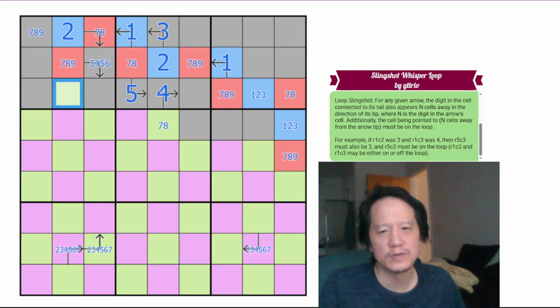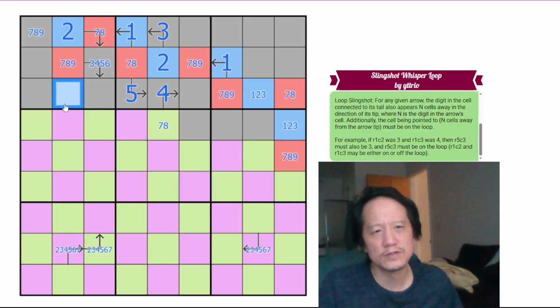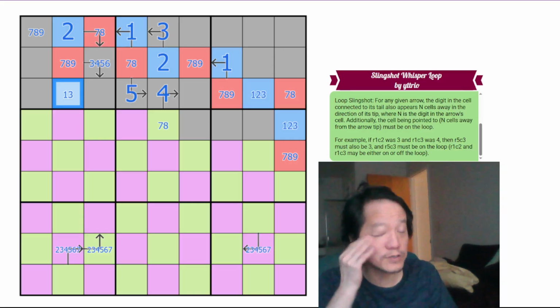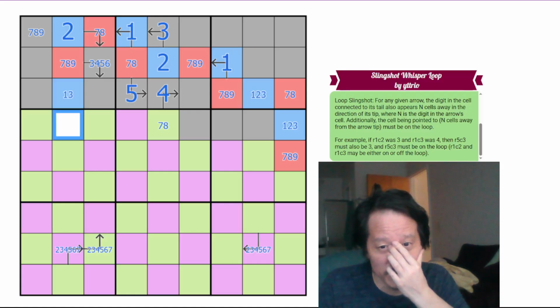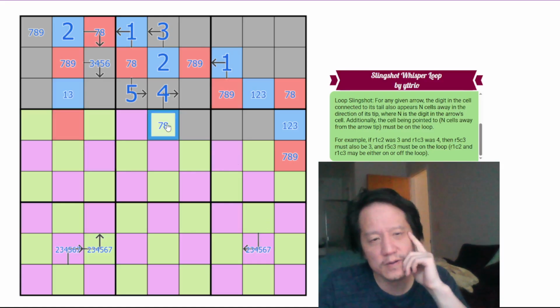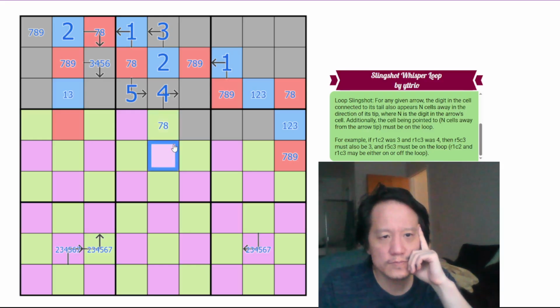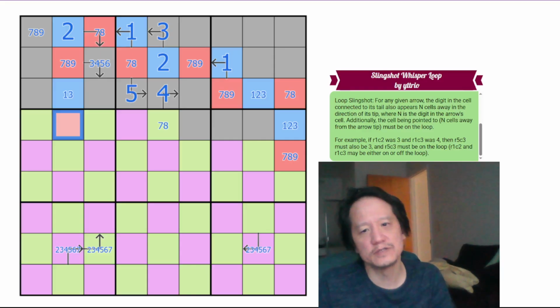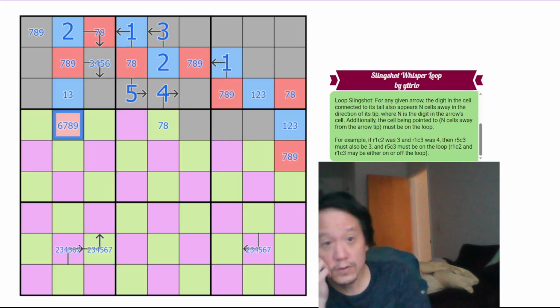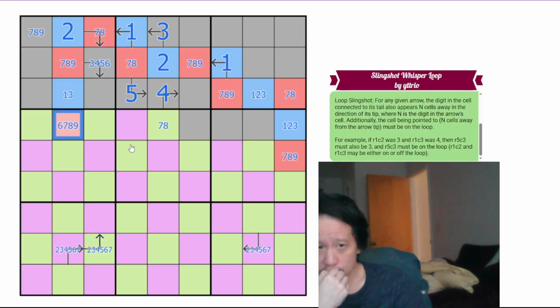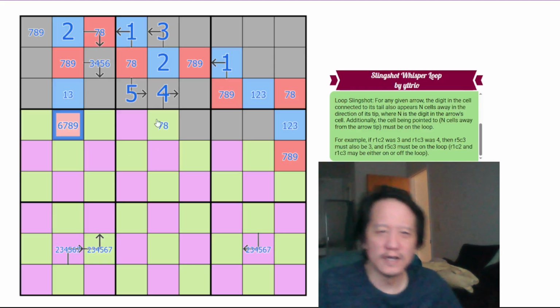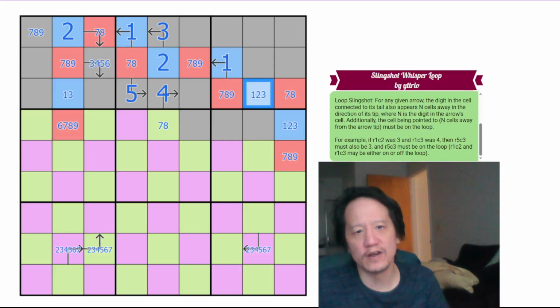So it has to go this way, which makes that a low. So this is 1 or 3 because it's next to 2 unique digits on the loop. So far, this is looking fine. Maybe I should check the other path. This could be 6 through 9 here. Yeah, right now it seems fine.